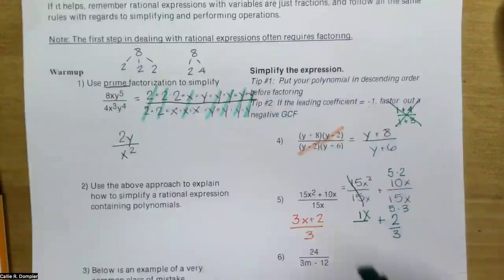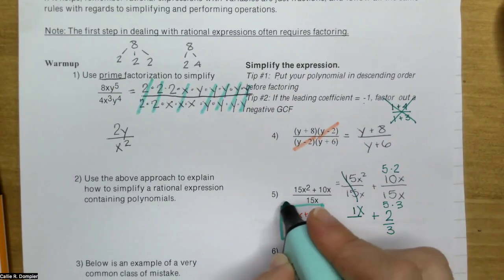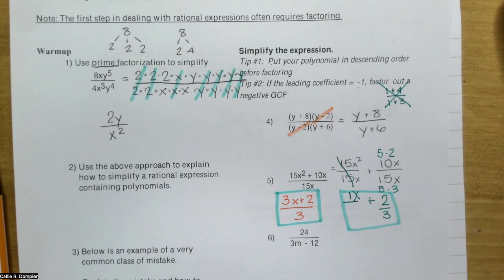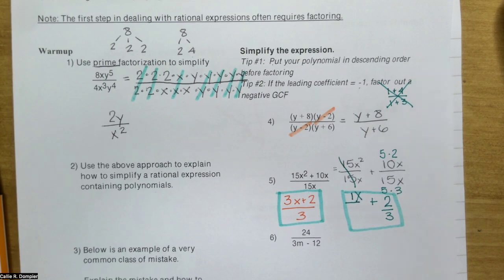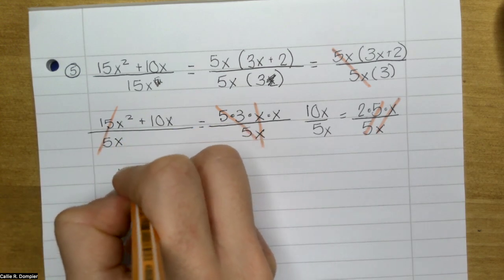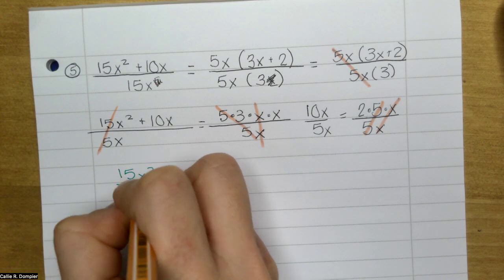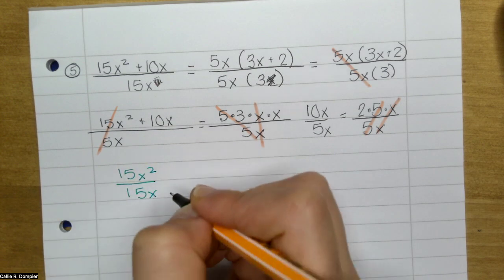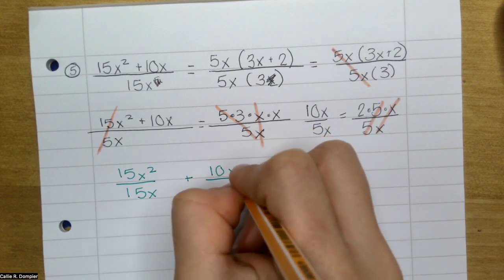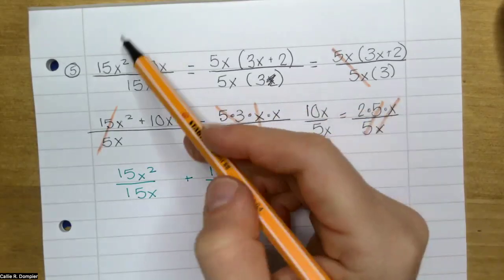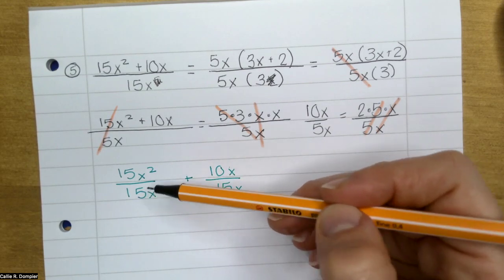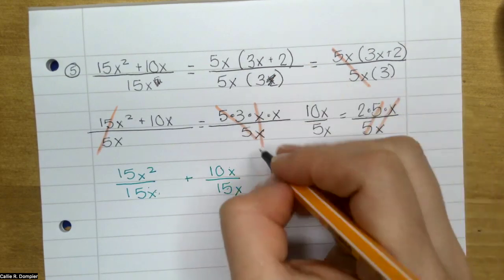Notice I have two different answers. I have 3x plus 2 divided by 3, or I have 1x plus 2 thirds. I'll show you that again. The other way to solve it is 15x squared divided by 15x plus 10x divided by 15x. So instead of keeping them all as one fraction, I split it into two fractions and I put the denominator as the denominator of each fraction.